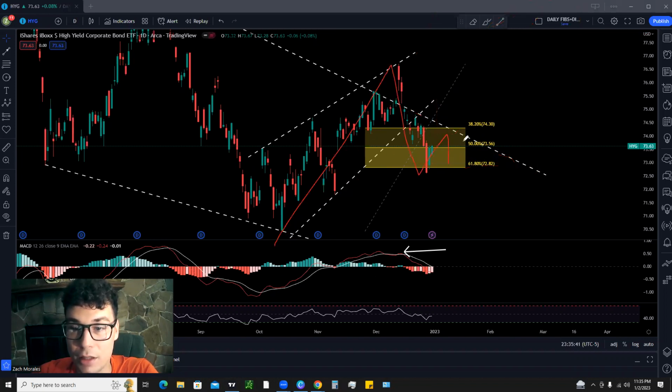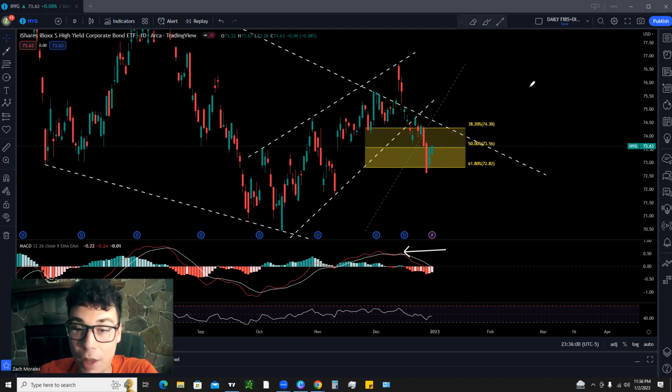As soon as we break the 72.82% level, that's when we can see the reversal. So it's a really key area in my mind that we're at right here on HYG. And if, compared to TLT, we're seeing other bonds start to rally a little bit more, right? And we're starting to see prices go up a little bit.